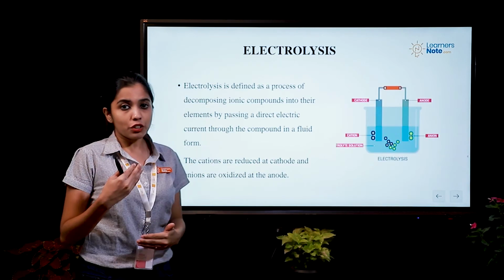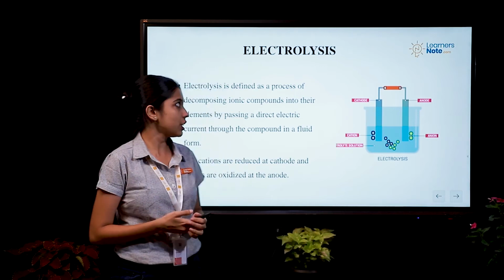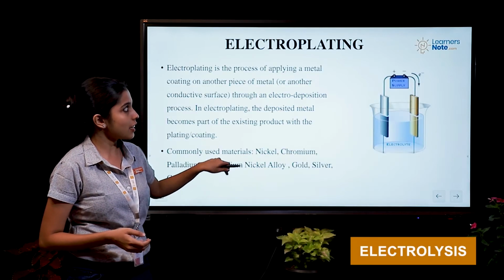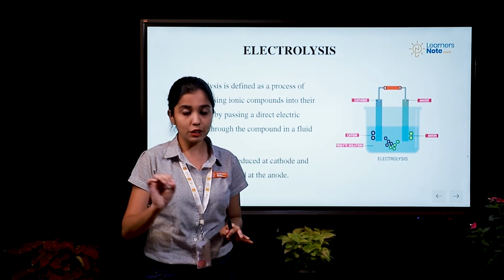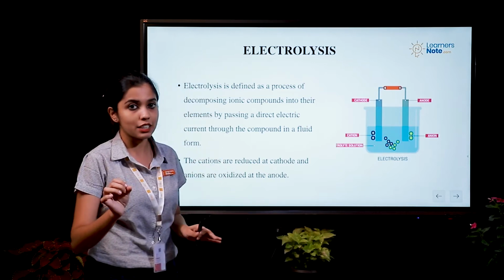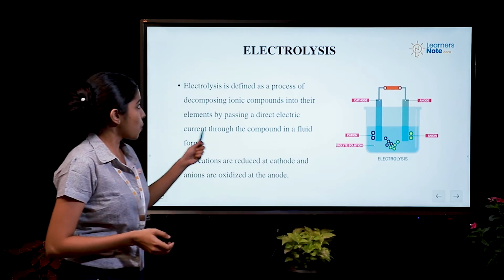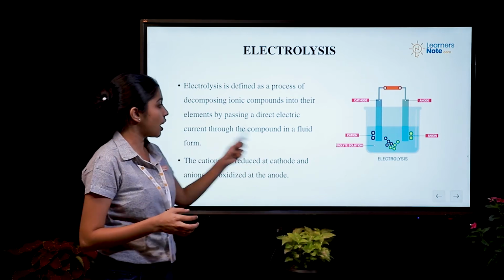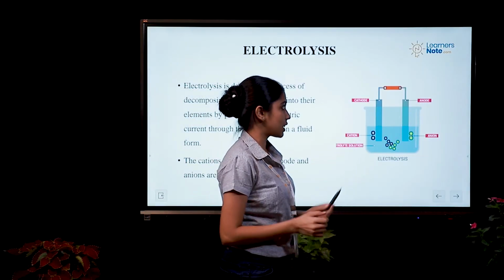Then we move on to the applications of electrochemistry. There are two major applications: the first one is electrolysis and the next one is electroplating. Electrolysis is a simple method to demonstrate the chemical reaction and the effect of electric current on the chemical reaction. In electrolysis, you are decomposing an ionic compound. The important thing is that the liquid or the electrolyte that you take has to be ionic in nature.